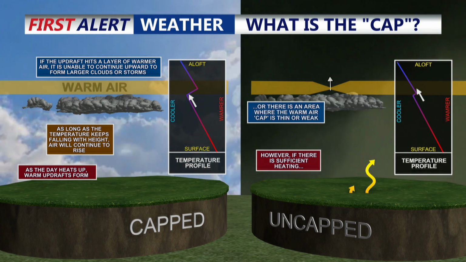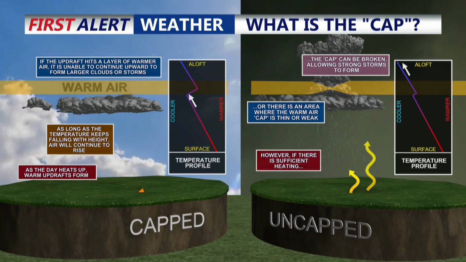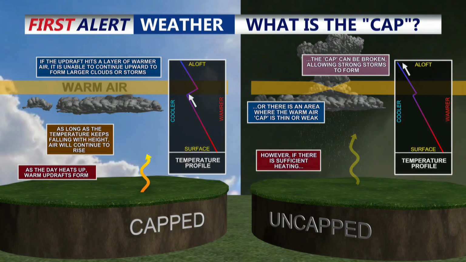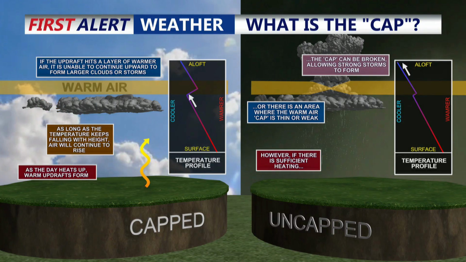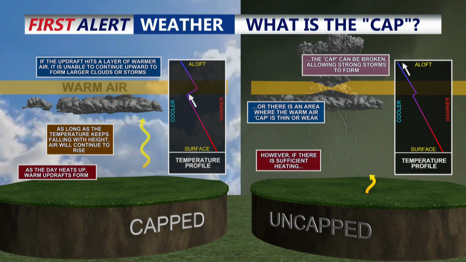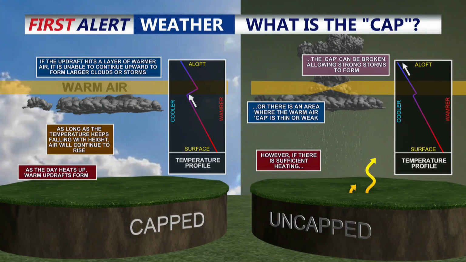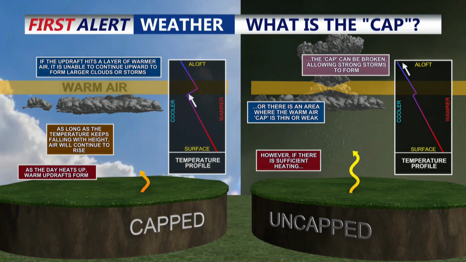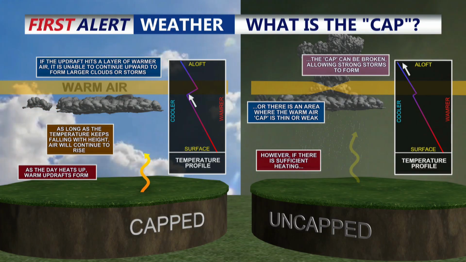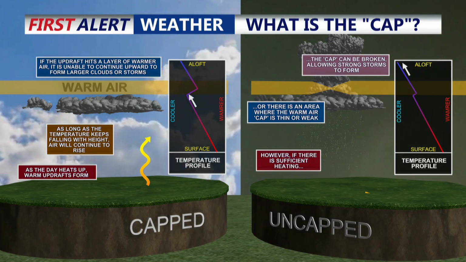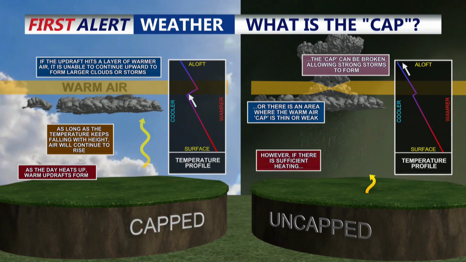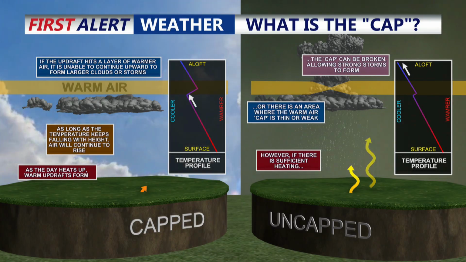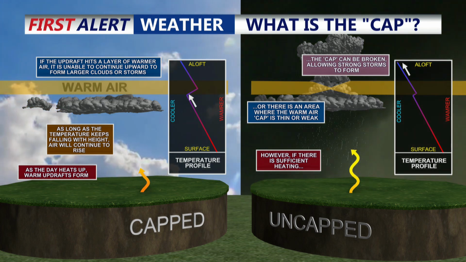Now, on the right side, we have what's called uncapped. However, if there is sufficient heating, or there is an area where the warm air cap is thin or weak, one of those two occurs, then the cap can be broken, allowing for the warm air to pierce through, and then that will allow for the strong storms to form, which is why you get those very tall clouds that begin to form those opportunities for isolated thunderstorms. And so that's when you have the idea of what capped really is and when it forms in the area.